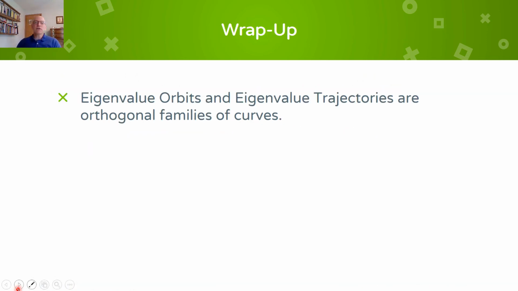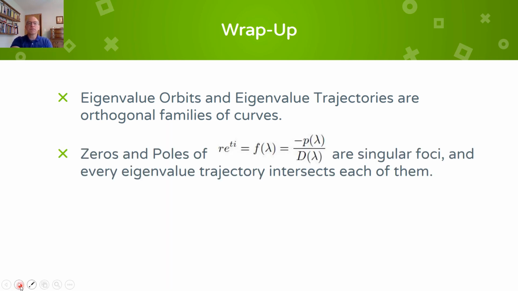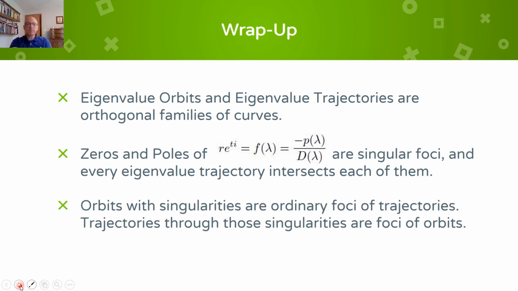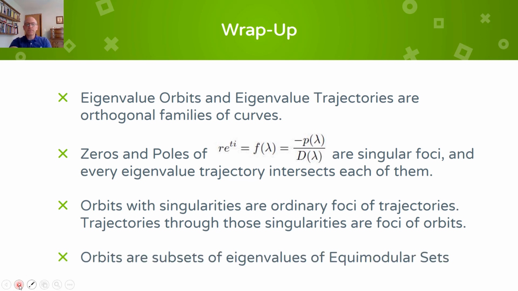So we studied eigenvalue orbits and eigenvalue trajectories. They're orthogonal families of curves. The zeros and poles are singular foci of those curves, and every eigenvalue trajectory intersects each of these points. The orbits with singularities end up being ordinary foci of trajectories. Trajectories through those singularities are foci of orbits. And finally, orbits are subsets of eigenvalues of equimodular sets, and so we think there's an application there.